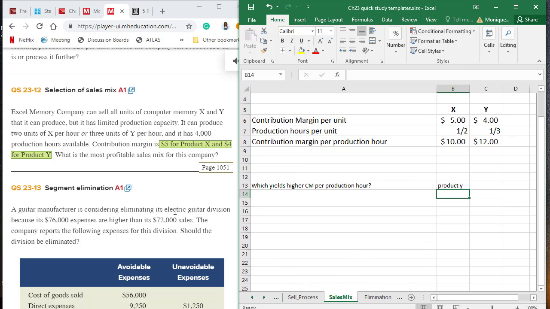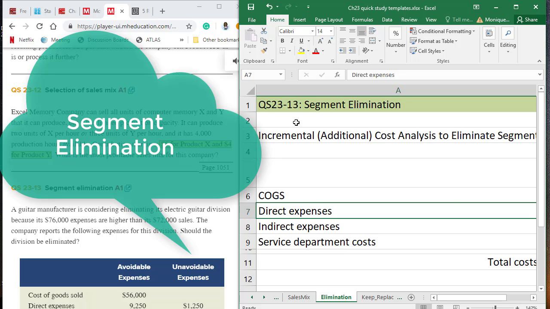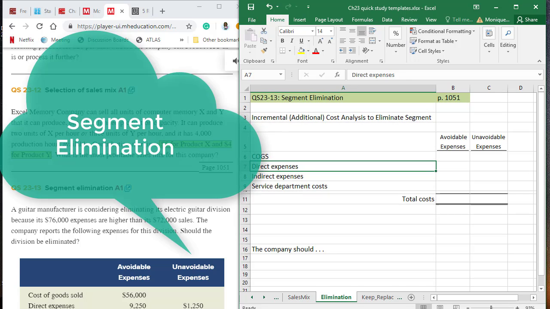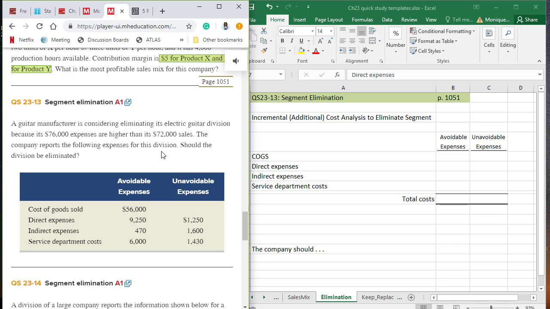Now the next item, we're going to look at elimination, and that's question 13. Let me see if I can make it a little bit smaller. So question 13, let's go down to question 13. A guitar manufacturer is considering eliminating its electric guitar division. So we're thinking about getting rid of this guitar business. So we're going to look at our costs as it relates.